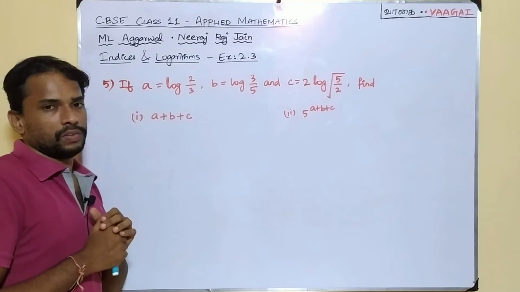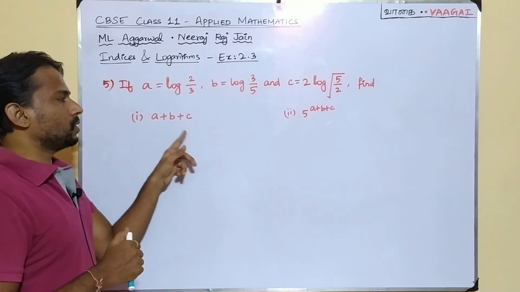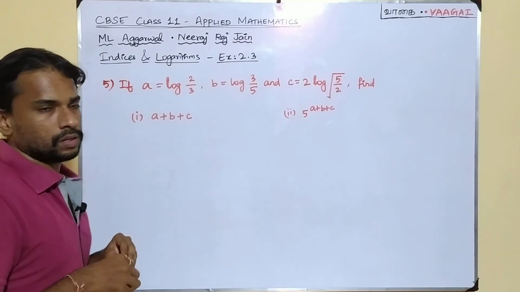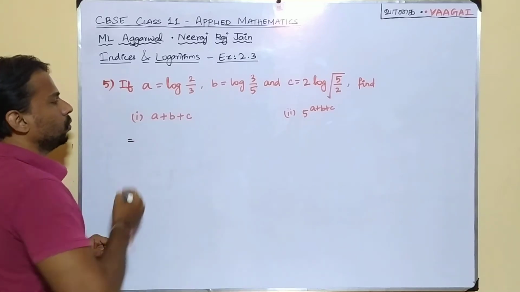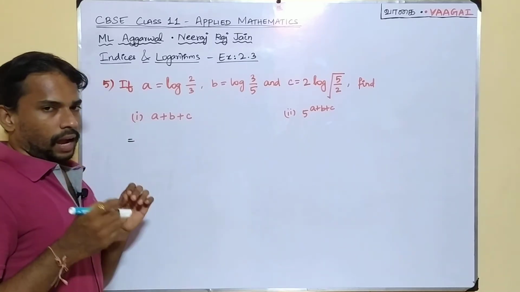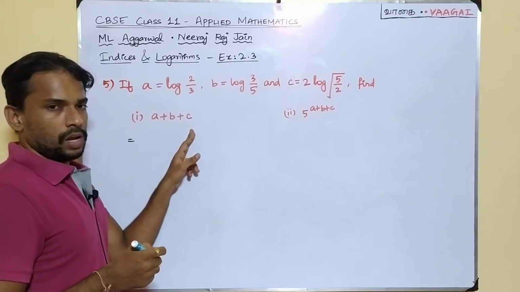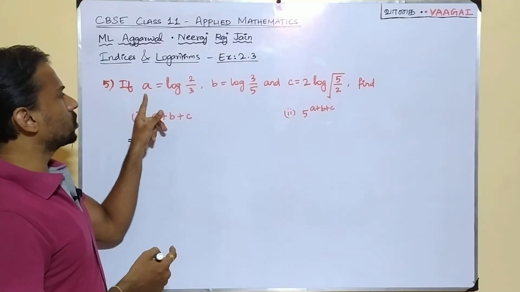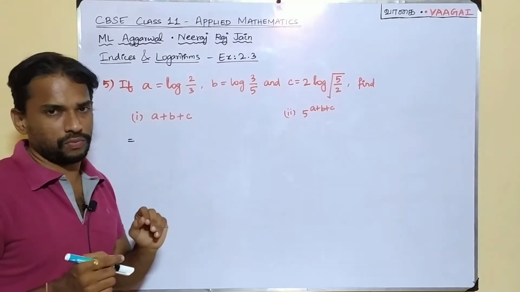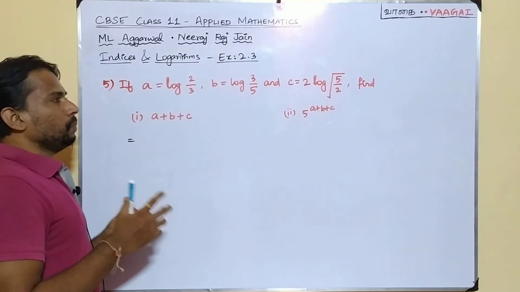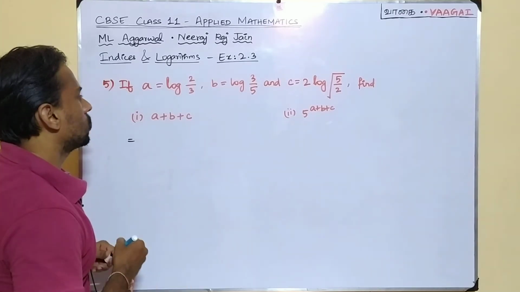Coming to the first subdivision, we have a plus b plus c. Find the value of a plus b plus c. We need to find the addition of a plus b plus c, and we have the values of a, b and c given in the question itself. We will just simply substitute the values. Let's try to substitute.